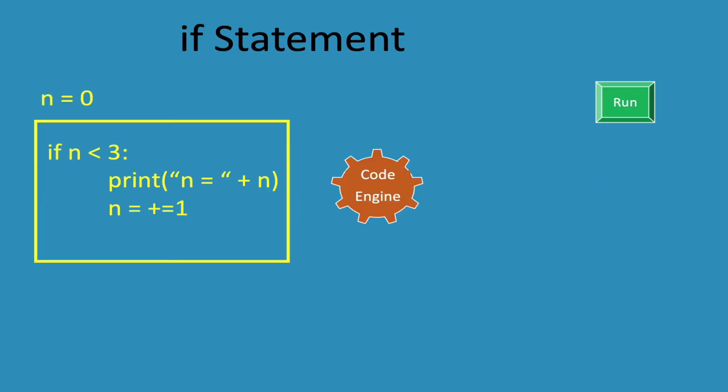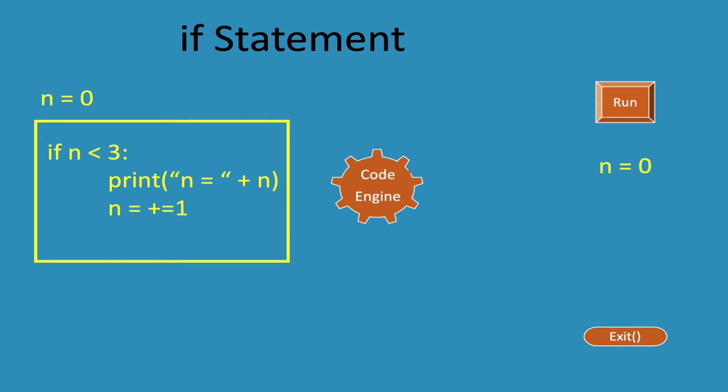To illustrate the difference here, we are using a simple block of code with the if statement. Let us run this to see what happens. The n variable is set to 0 and therefore activates the if statement, because 0 is obviously less than 3. The block of code prints the value, adds 1, and then the program exits.